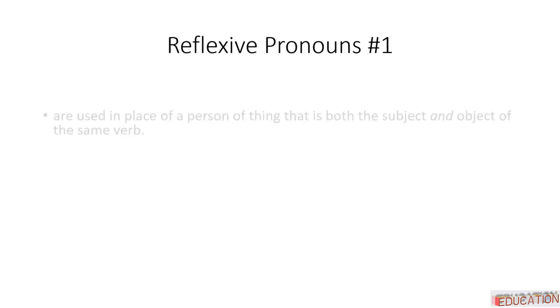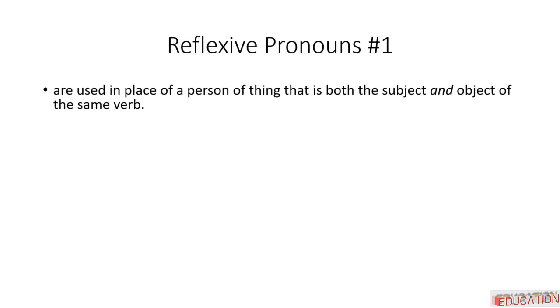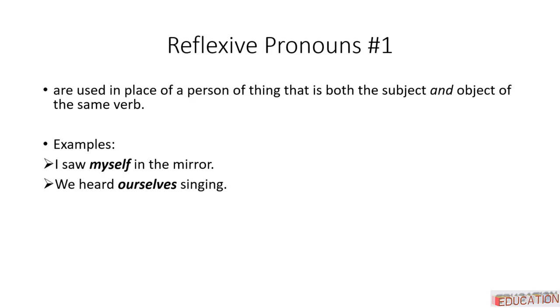Reflexive pronouns. These are used in place of a person or a thing that is both the subject and object of the same verb. I think we need some examples to show what we mean. I saw myself in the mirror. We heard ourselves singing. So as we can see in both of these cases, the same person is involved. In the first one, I was the one who was doing the seeing and I was the one who was seen. In the second example, we were the people singing and we were the people who heard the singing.